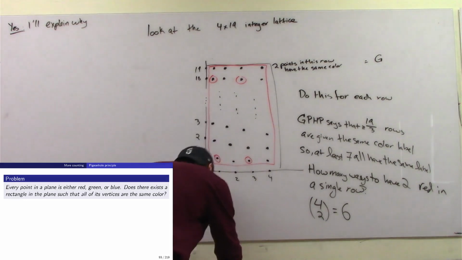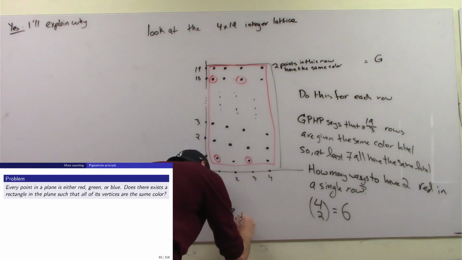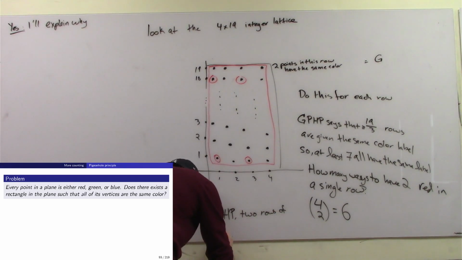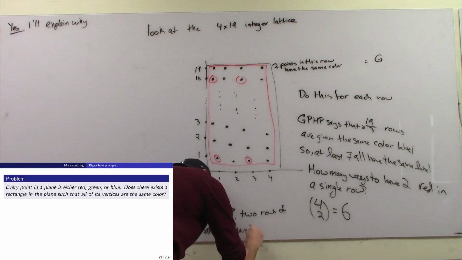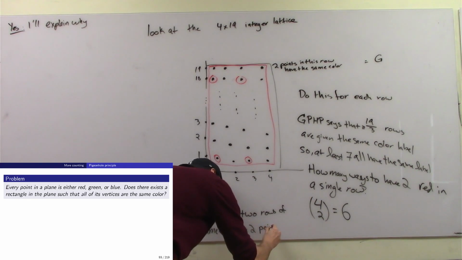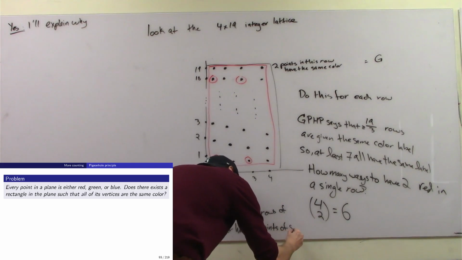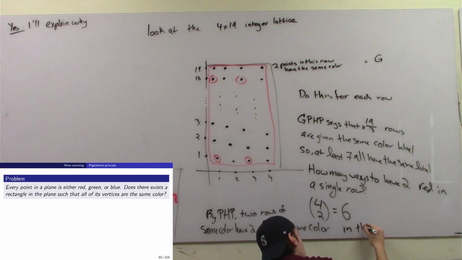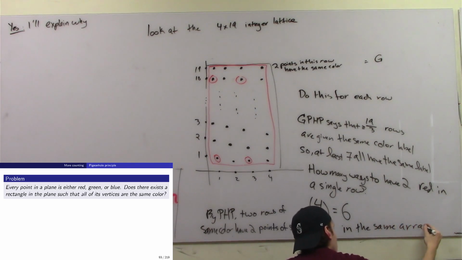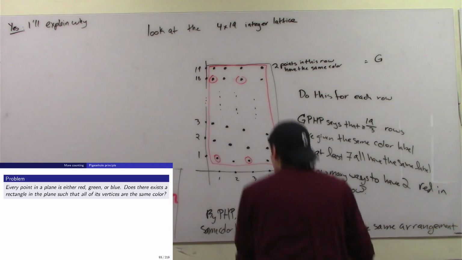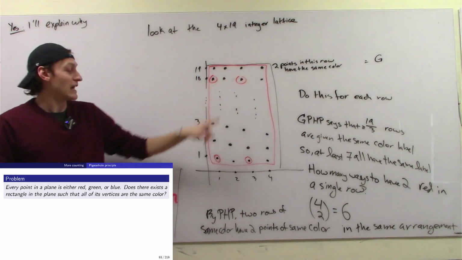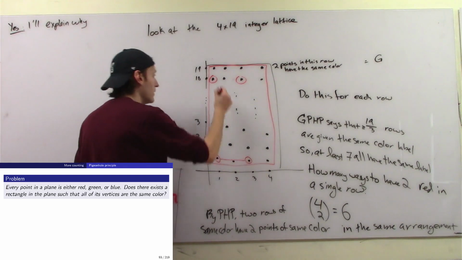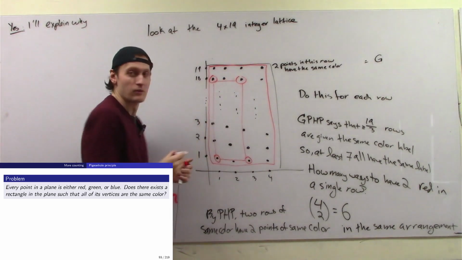That means that by the pigeonhole principle, 2 rows of the same color have 2 points of the same color in the same arrangement. So what does this mean? I have 4 choose 2 ways to arrange 2 points within here, and I've done so the same way in 2 different rows, and so those 2 will make my red rectangle. Maybe these 2 right here, and those 2 right there, those 4 will make this rectangle.